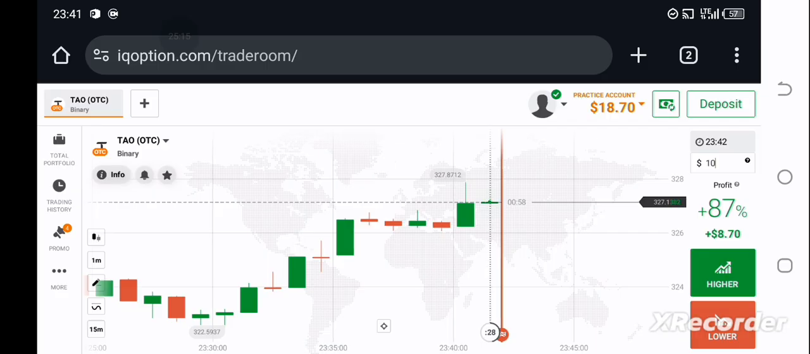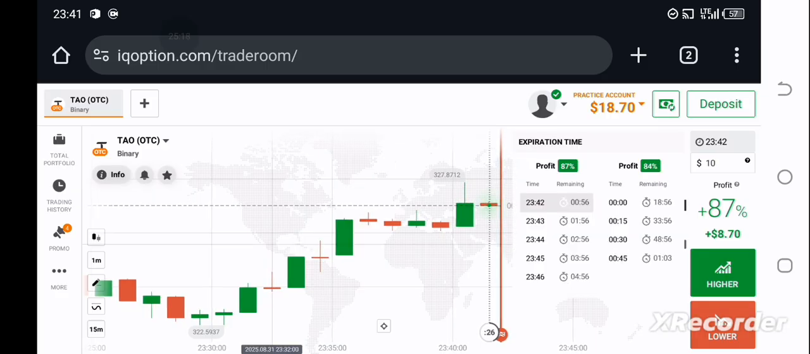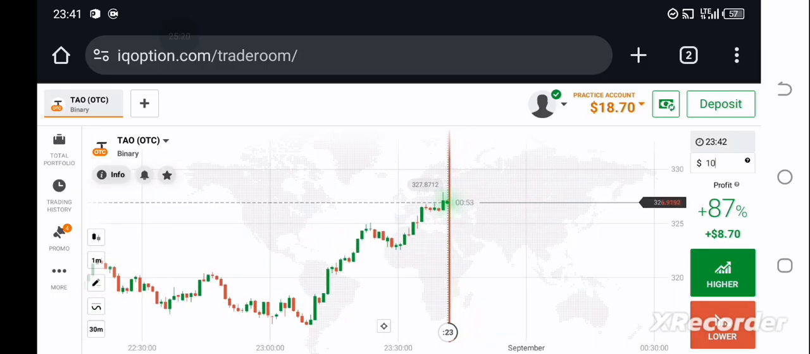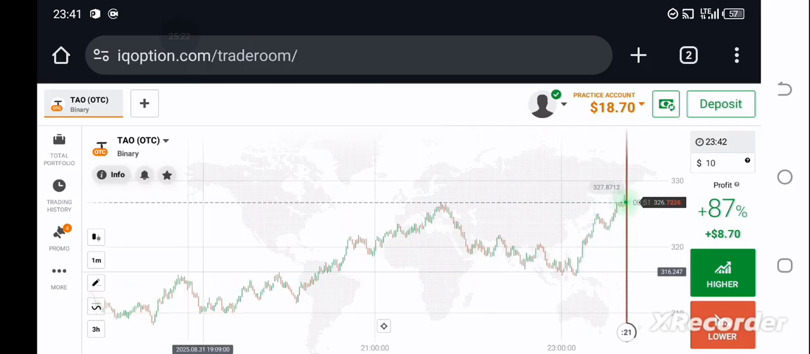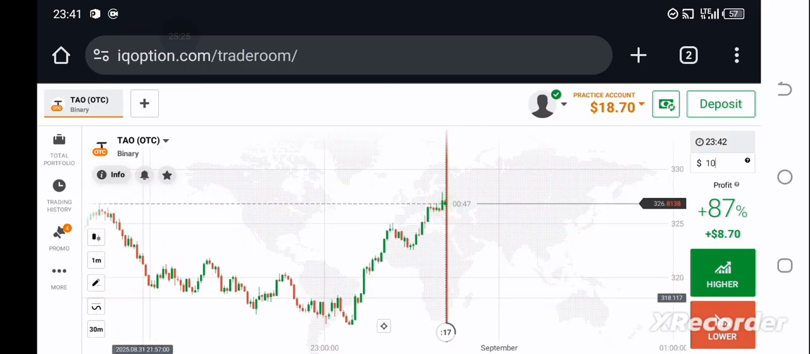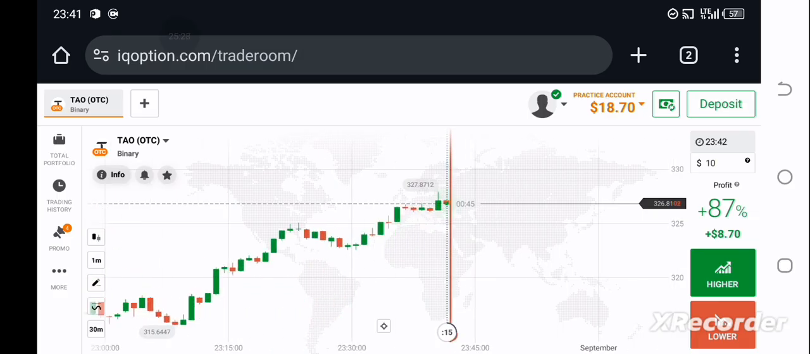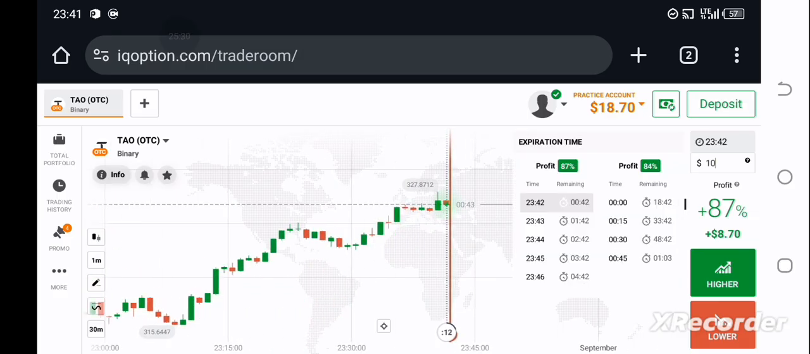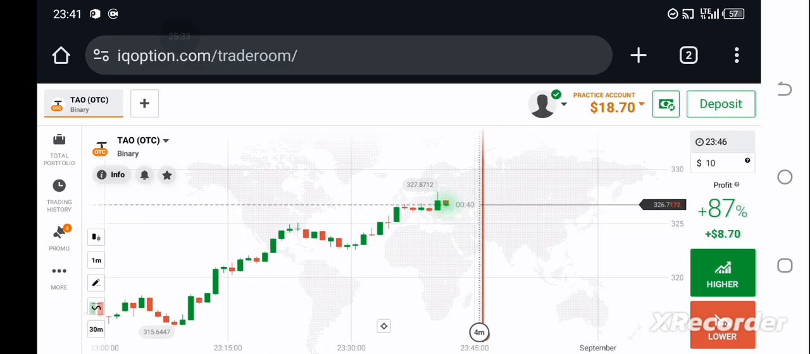Okay, so let me look out for a position. This is a very good uptrend, but at this level now, there is a strong rejection and downtrend. So let's open a position for 5 minutes, for the next 5 minutes.